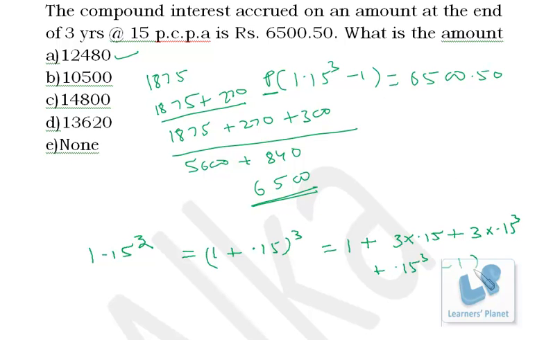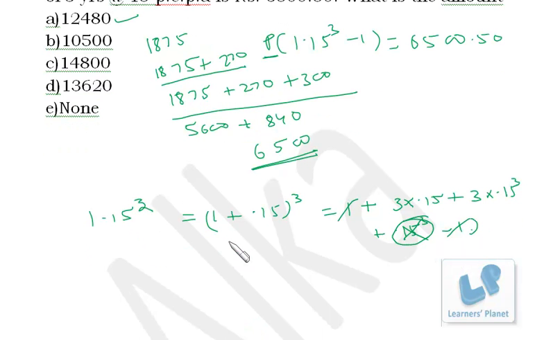Now what is happening over here? This one and this one are cancelled, and 0.15 whole cube will be a very small quantity, so I just neglect this. Now we are left with this 0.45 and plus 0.15 square, sorry, 3ab square. So 0.15 square is 0.0225, and 3 times 0.0225 is 0.0675. So that is 0.5175. That means around 0.52.